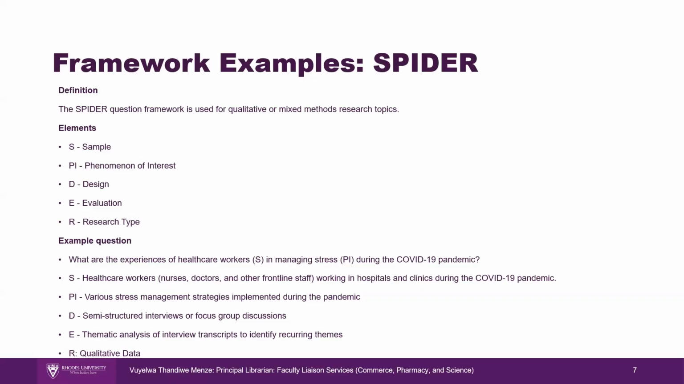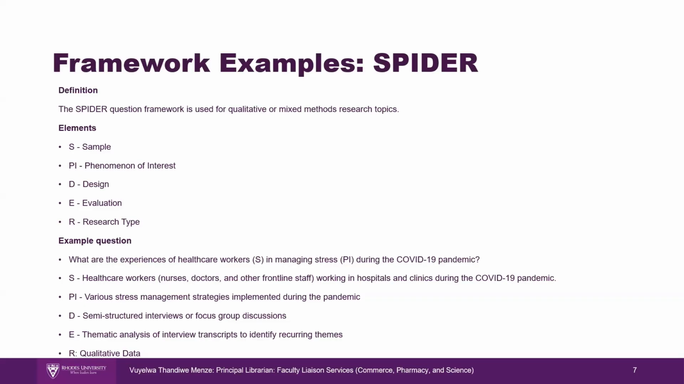The elements of a SPIDER question framework: the S denotes sample, PI denotes phenomenon of interest, D denotes design, E denotes evaluation, and R denotes research type. An example of such a question: what are the experiences of healthcare workers in managing stress during the COVID-19 pandemic?